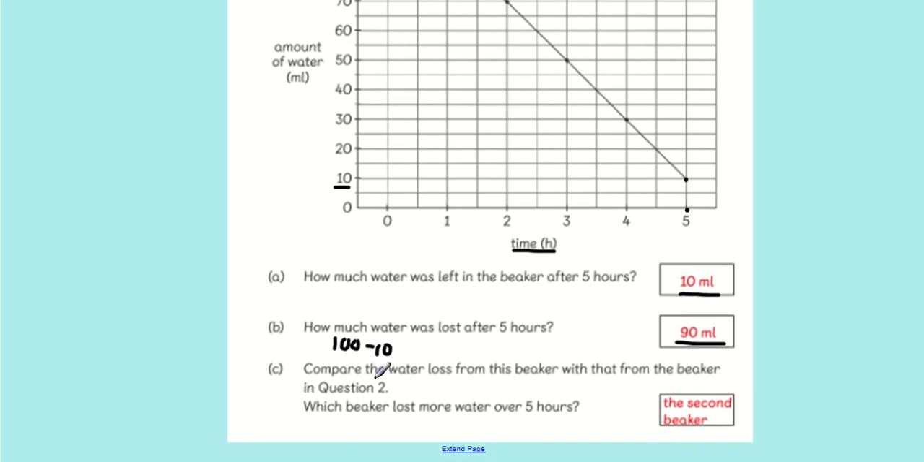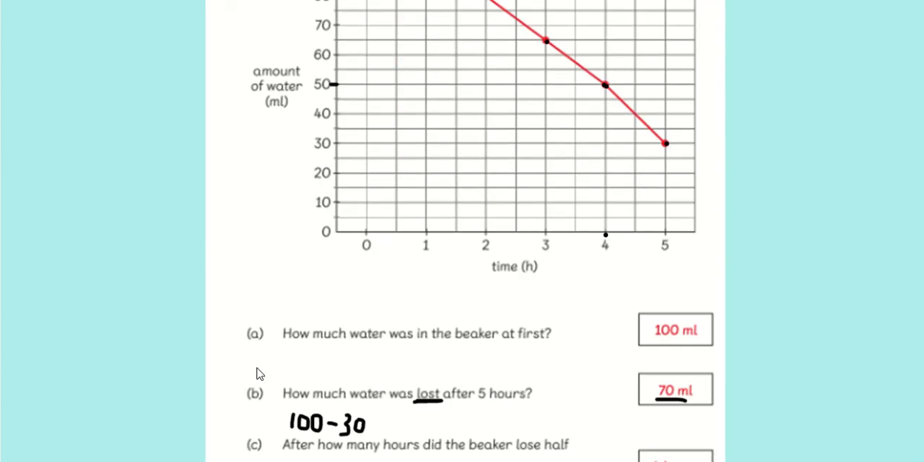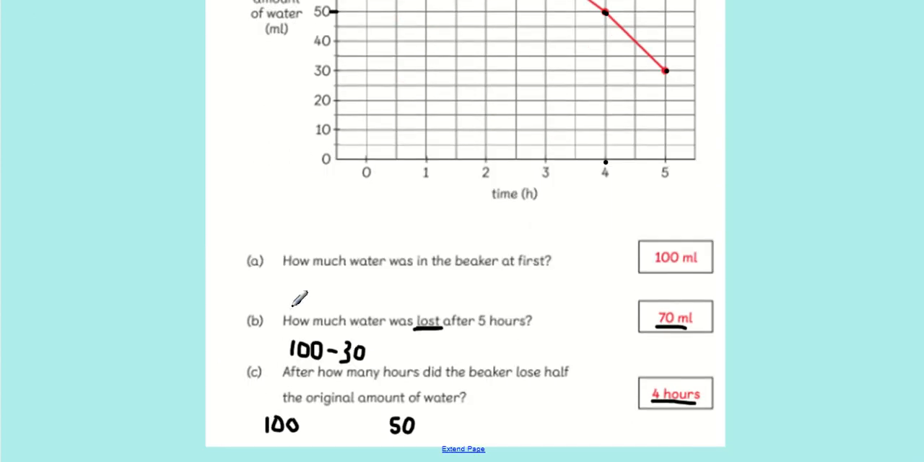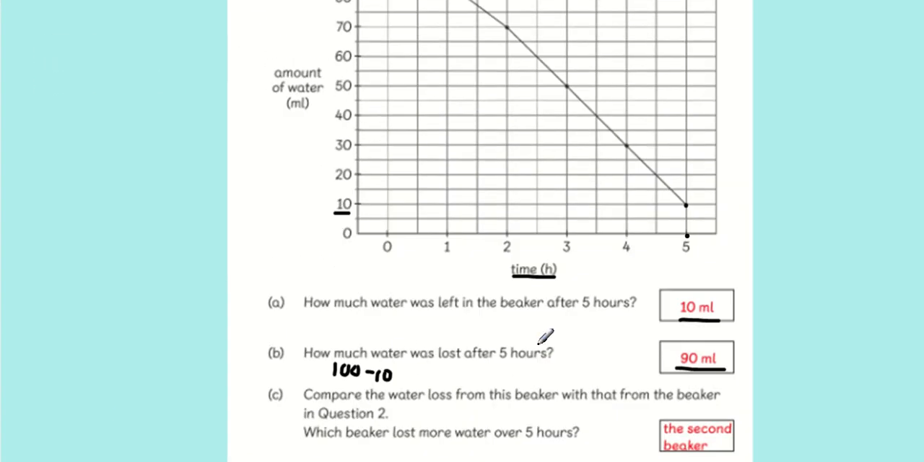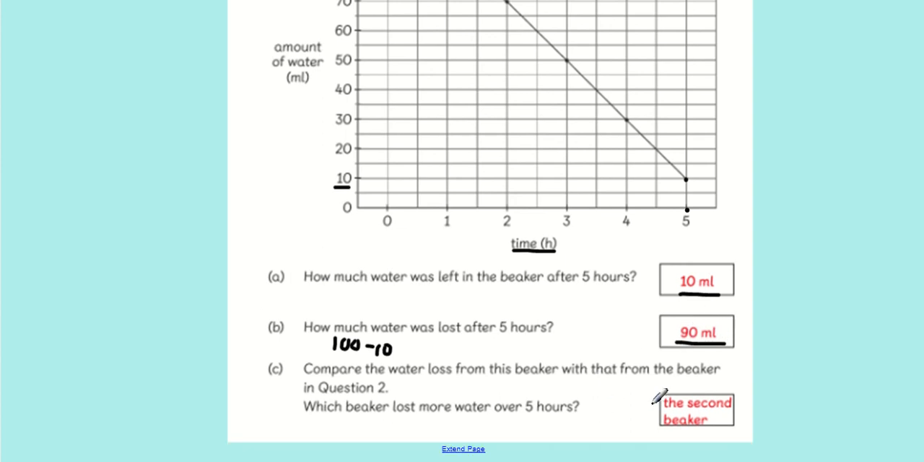Okay, compare the water loss from this beaker with that from the beaker in question 2. Which beaker lost more water over 5 hours? Okay, so let's go and look over here. How much water was lost after 5 hours in this question? It was 70 millilitres. How much water was lost after 5 hours in this graph? It was 90 millilitres. So we know that 90 is more than 70, so the second beaker lost more water after 5 hours. Okay, well done.